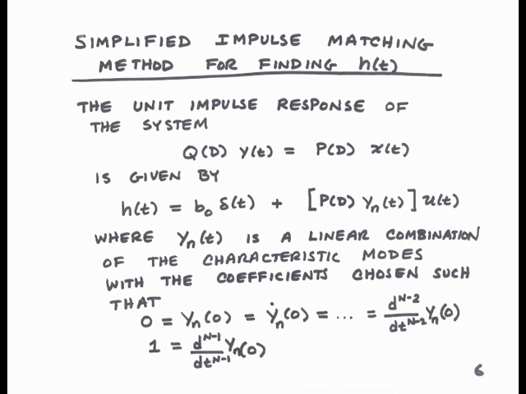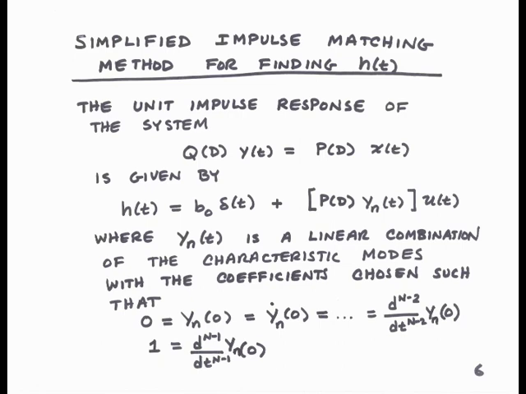Here is the method by which we can find the impulse response of a system. The system we're going to consider is q of D times y of t equals p of D times x of t, and we'll assume that q of D and p of D are both nth order polynomials in the differential operator D. The response will have the form h of t equals b0 delta of t plus the quantity p of D times yn of t multiplied by the unit step u of t.